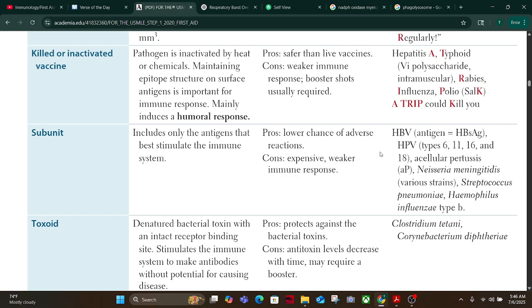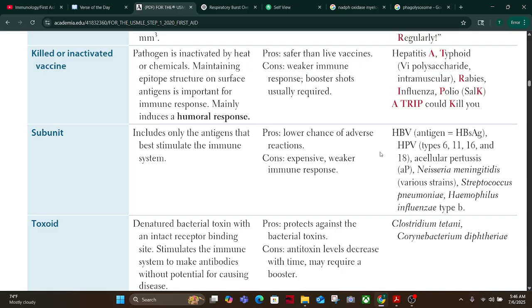Side note, if a patient has anti-HBs but no anti-HBc, that means they were vaccinated and not exposed to the actual hepatitis B virus. Again, that is if the patient has anti-HBs but no anti-HBc.